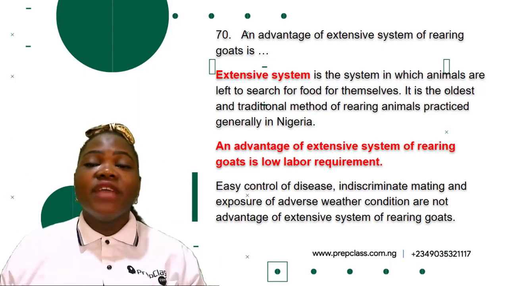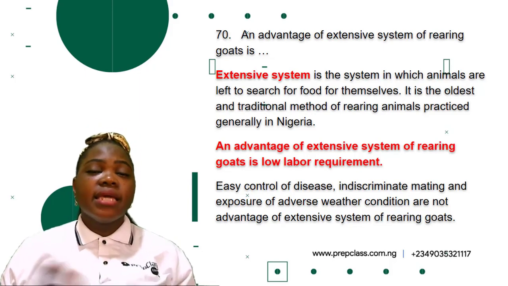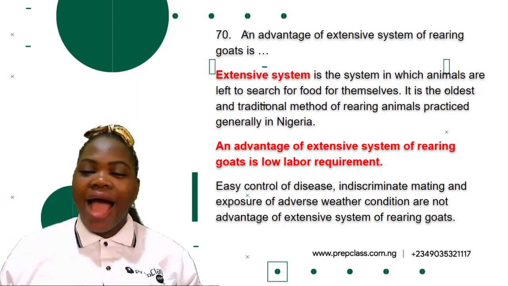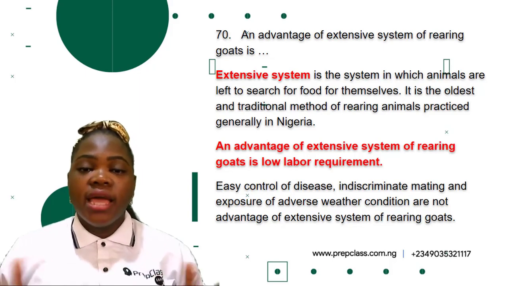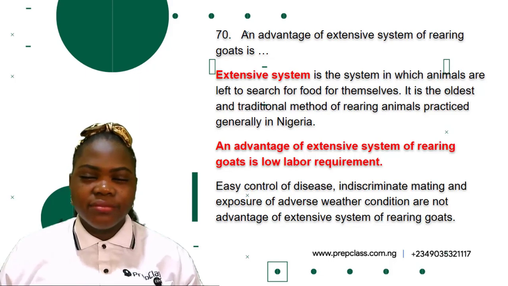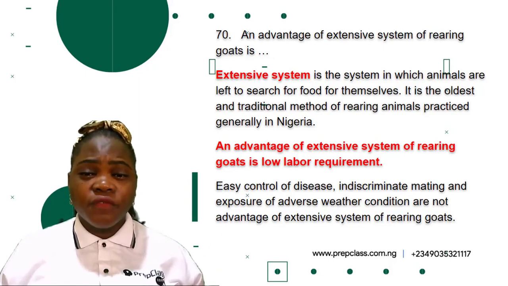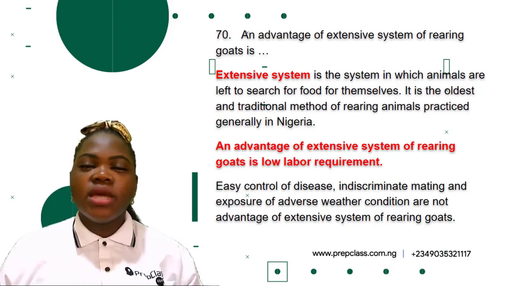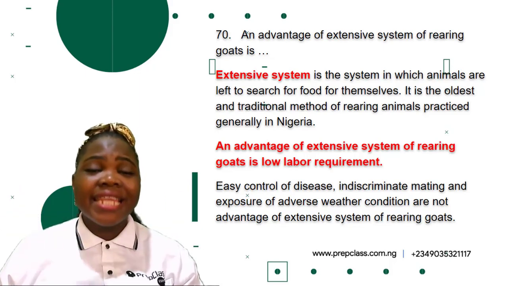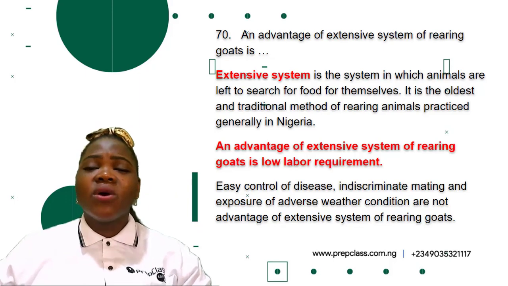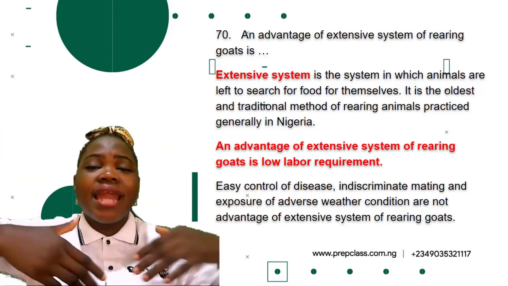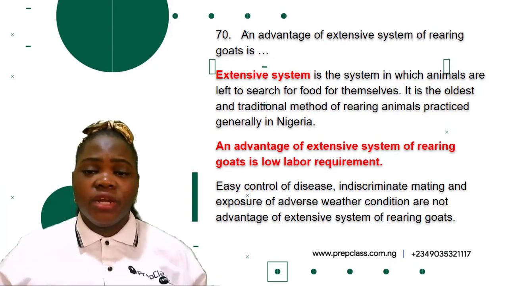An advantage of extensive system of rearing goats is low labor requirement, but the other options are not advantages of extensive system of rearing goats. Okay, so easy control of disease. When animals are left to find food for themselves, there will be no easy control of disease. So there is no easy control of disease in extensive system. This is because animals could be exposed to diseases because they are left to search for food for themselves.